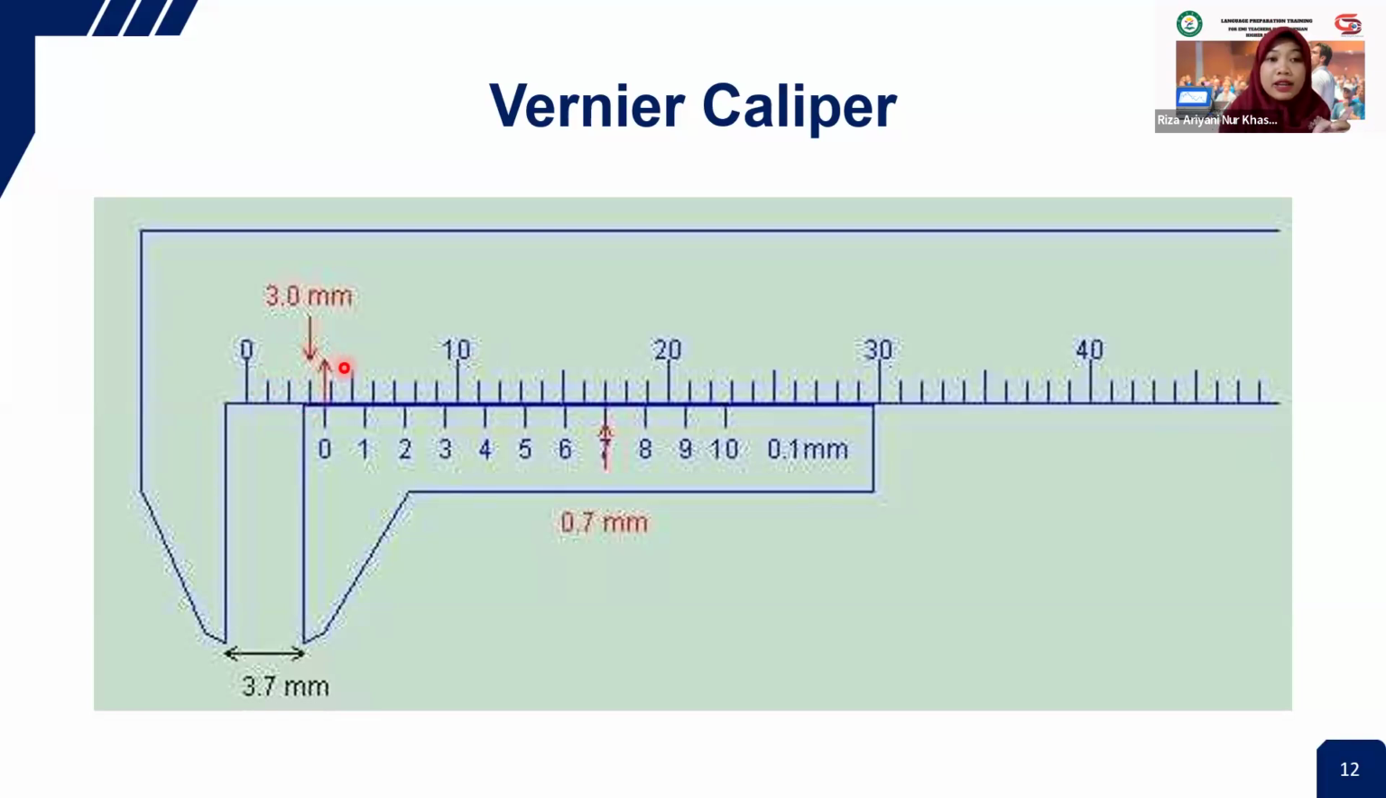And then find the vernier line that perfectly aligns with the main scale line. Yeah, 7. So 7 times 0.1 millimeter. This is the smallest unit of the measurement, and we get 0.7 millimeter. After that, we add these 2 readings and we get 3.7 millimeter.